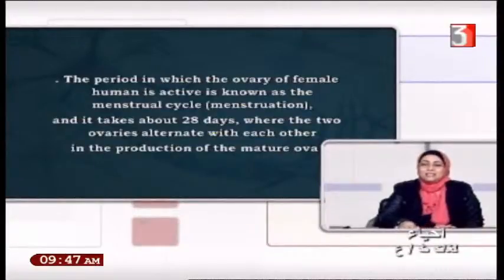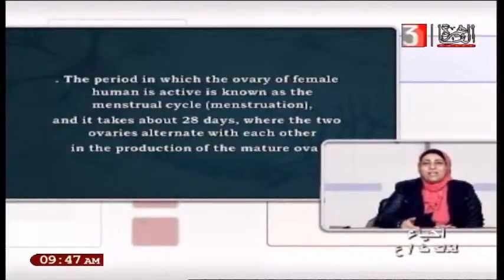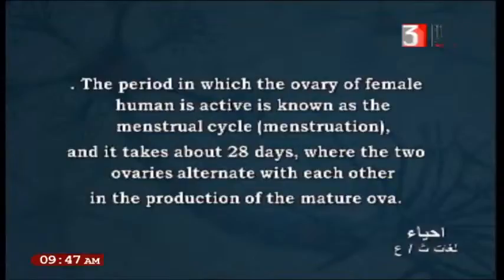Of these 28 days, at the end, after the menstrual cycle, there are 5 days of bleeding. This is to get the ovum out of the uterus when it is not fertilized. This is the menstrual cycle of the female, every month, and when they are pregnant, no menstrual cycle happens. It takes 28 days where the 2 ovaries alternate with each other in producing mature ova.